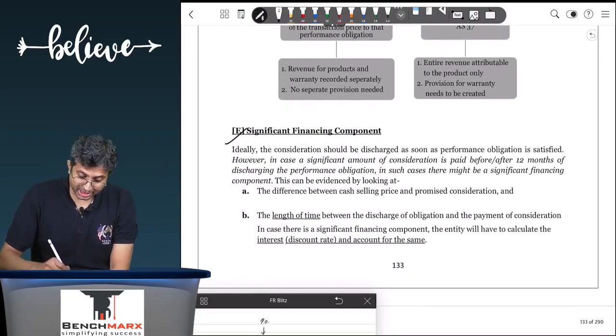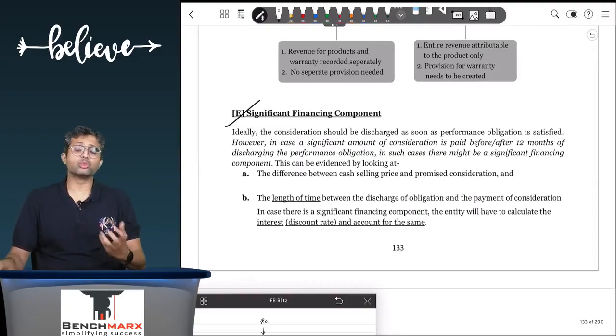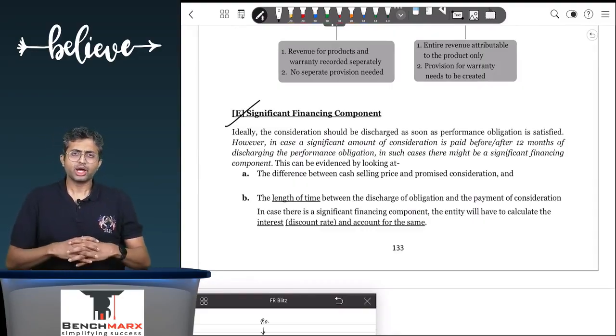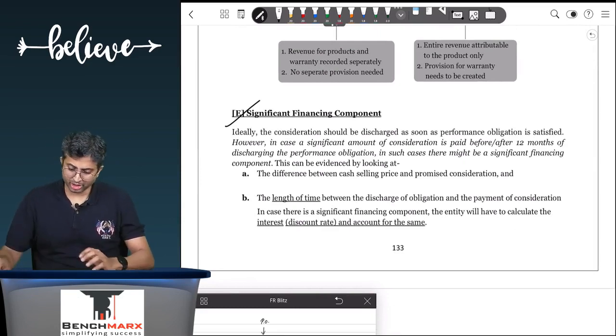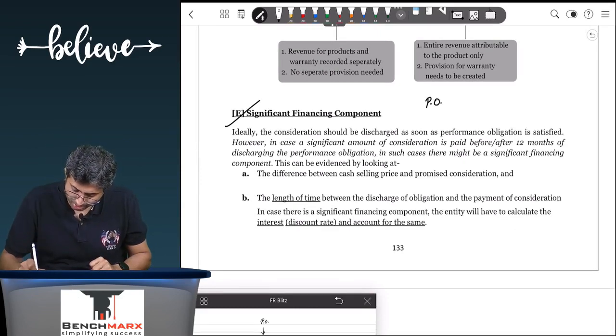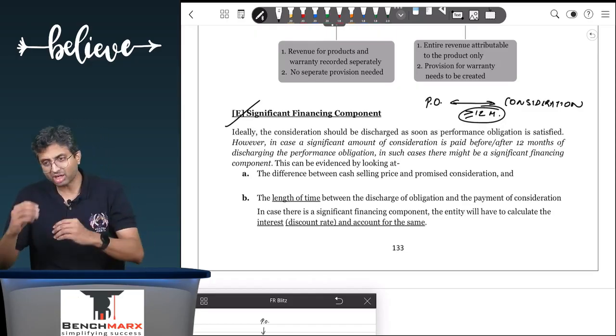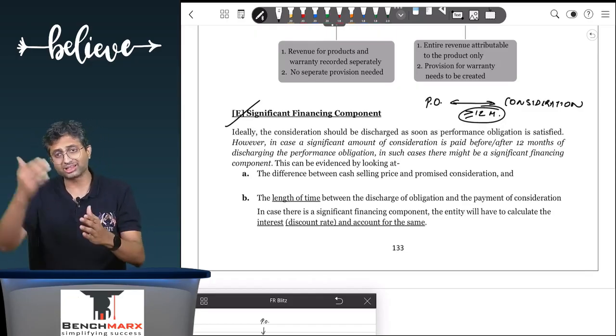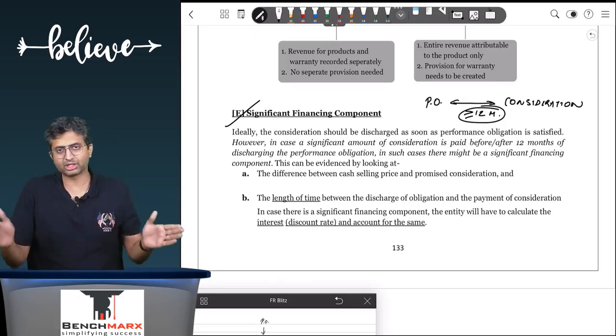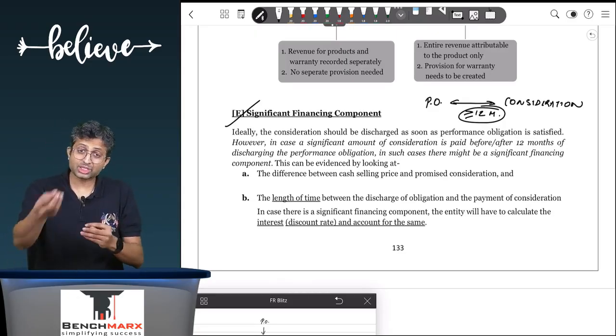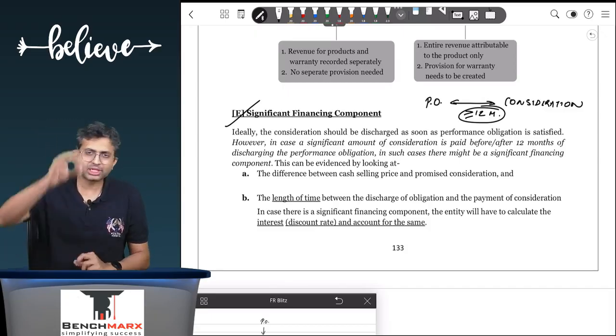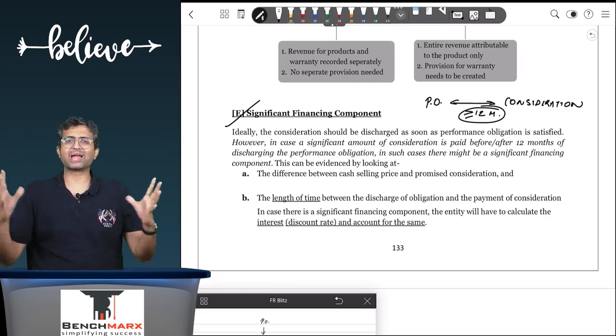Okay. Next, there is an important section over here which involves significant financing component. This is special guidance that if the time gap between the performance obligation getting discharged and the consideration being received is greater than or equal to 12 months, it can be on either side. It may be that you have delivered the AC today and the customer is going to pay after 2 years. So the time gap is greater than 12 months, or the customer has booked a flat and you will give the keys to the flat after 2 years. In either way, the gap is more than 12 months.